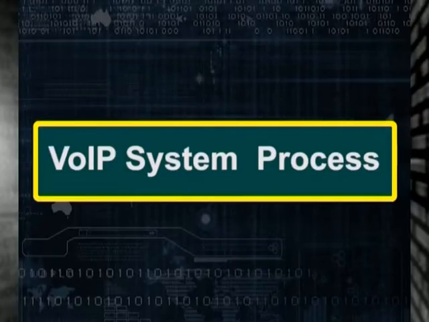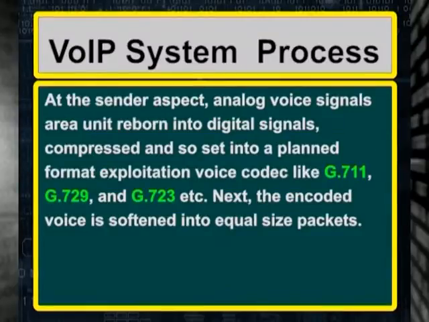Next is processing in a VoIP system. At the sender side, analog voice signals are converted into digital signals, compressed and then put into a planned format using a voice codec like G.711, G.729 and G.723, etc.